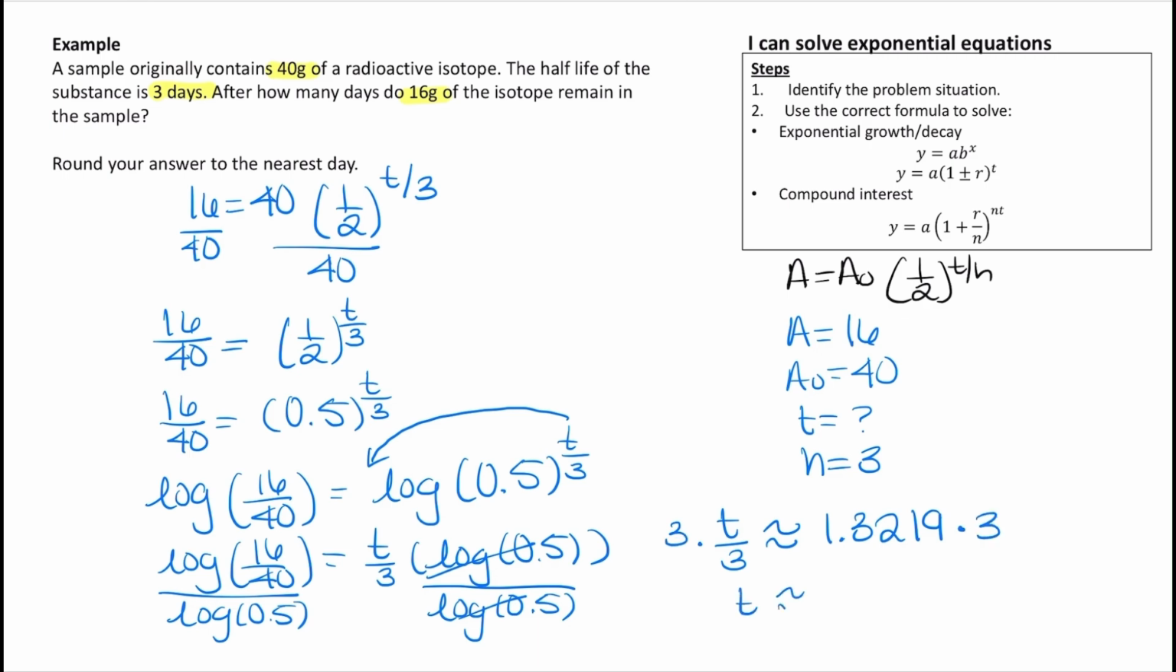And so that's going to tell me that T is approximately equal to, I'm going to use my calculator for this now, 1.3219 times 3, and that's about 3.9657. The problem asks to round to the nearest day, so that's going to be approximately equal to 4 days.